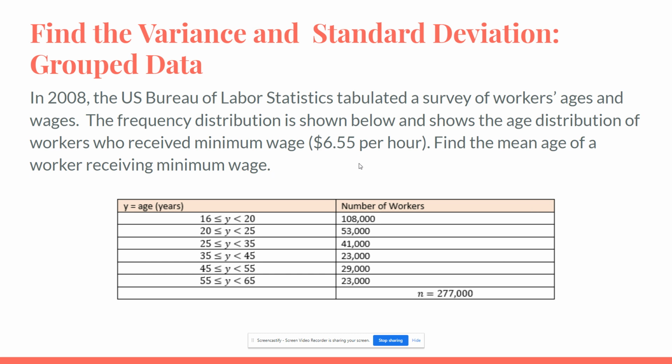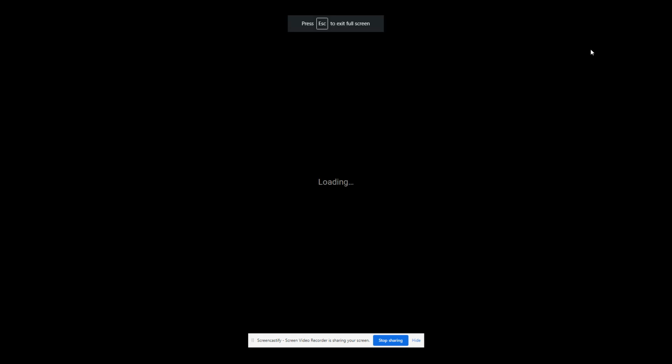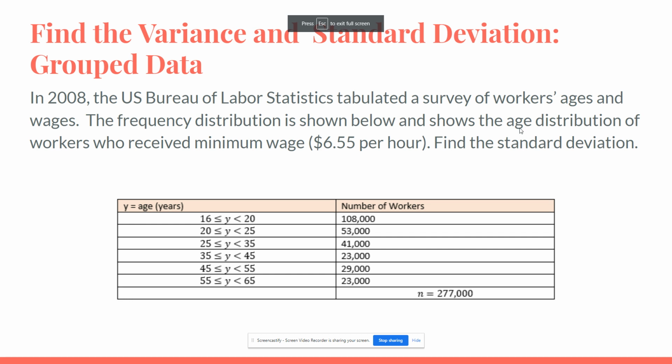All right. Find the variance and standard deviation. So we're in 2008, the U.S. Bureau of Labor Statistics. We've already actually talked about this one in the last section, but we're talking about how many people are earning minimum wage in 2008 across the country, and that information is below. So we want to find the mean age. Oh wait, no, that was the last problem. That's what we did last week. Now we want to find the standard deviation. Okay, I copied and pasted, but now we're going to find the standard deviation.